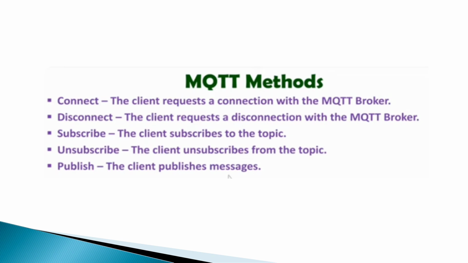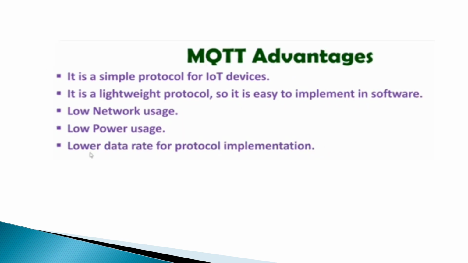MQTT methods: connect, disconnect, subscribe, unsubscribe and publish. Connect means the client requests a connection with the MQTT broker. Disconnect, the client requests a disconnect with the MQTT broker. Subscribe, the client subscribes to the topic. Unsubscribe, the client unsubscribes from the topic. Publish, the client publishes the message.